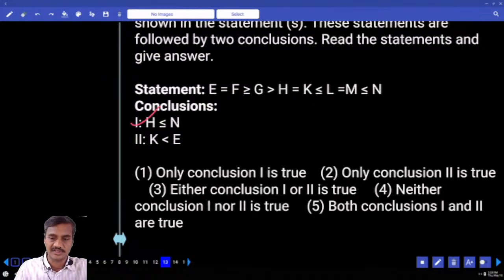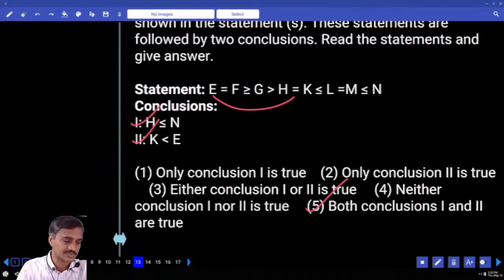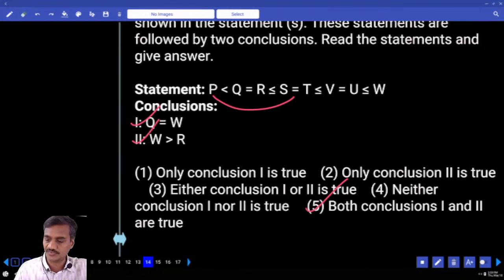And next one, K and E. E is here, K is here. E greater than K means K lesser than E. Hence what is your answer? Both 1 and 2. Both 1 and 2, choice for question number 13. The next one, question number 14.